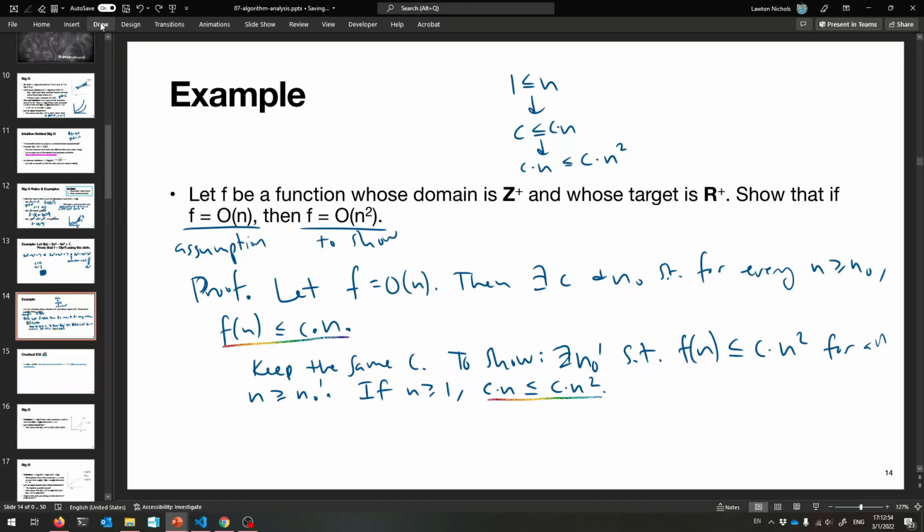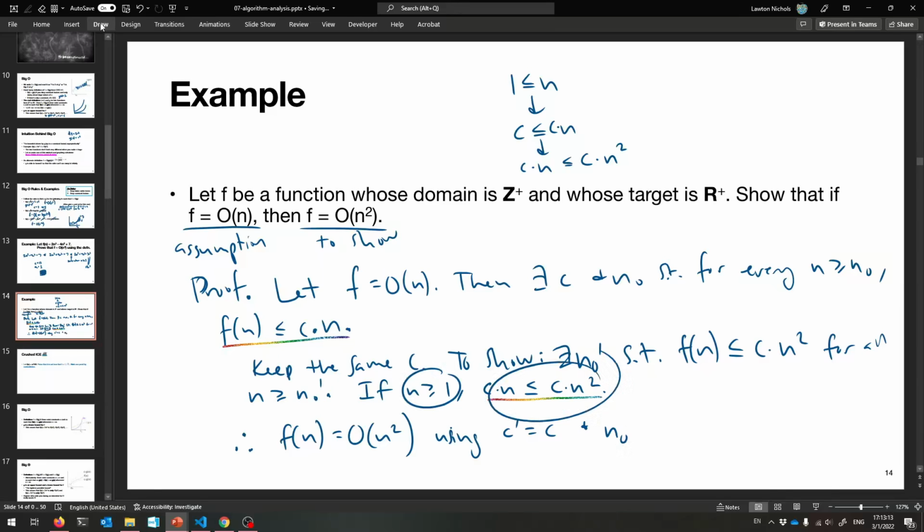Isn't that cool? So therefore, yeah, we just did it. Therefore, f of n is big O of n squared, using, let's say, primes. C prime for this definition of big O is equal to the original C, and n naught, well, starting at 1, this is always the case, so that's one way to do it.